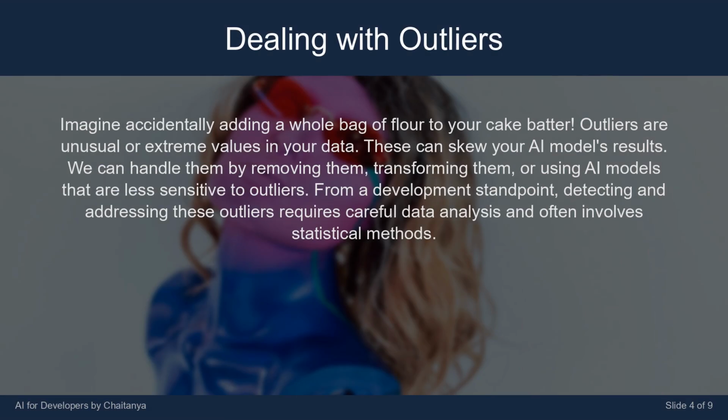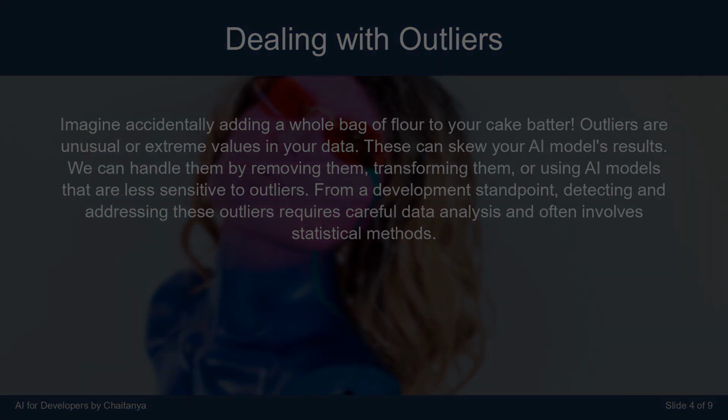Imagine accidentally adding a whole bag of flour to your cake batter. Outliers, or unusual or extreme values in your data, can skew your AI model's results. We can handle them by removing them, transforming them, or using AI models that are less sensitive to outliers. From a development standpoint, detecting and addressing these outliers requires careful data analysis and often involves statistical methods.